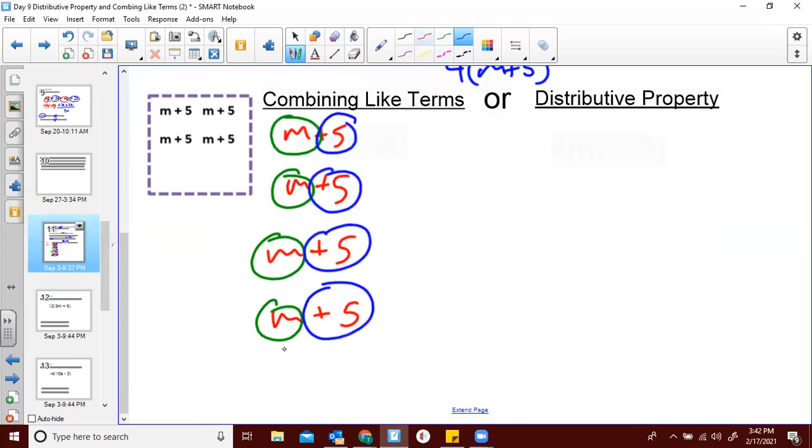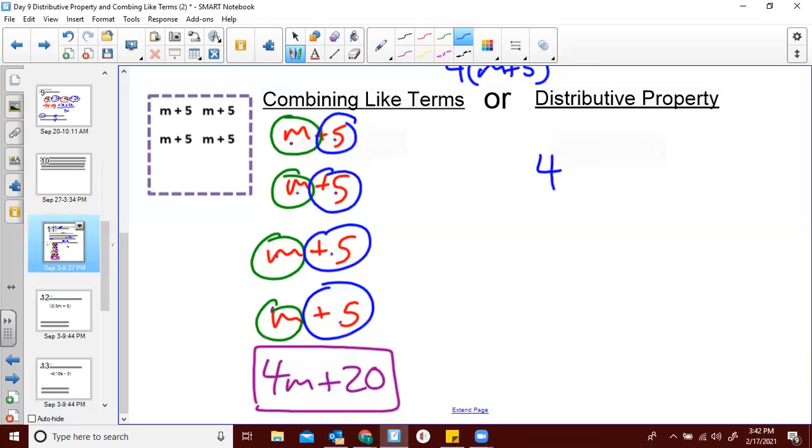And you'll see what I have is 1, 2, 3, 4 m's. And I have 5, 10, 15, 20, plus 20. Because I have 4 sets of positive 5. Well, what we can do is we could take this 4 parenthesis m plus 5 and we can distribute this 4 to each number, both of them, inside of these parentheses. And we know that because the 4 is butted right up against the parentheses. So when the 4 is butted up against the parentheses, no other sign, that means multiplication.